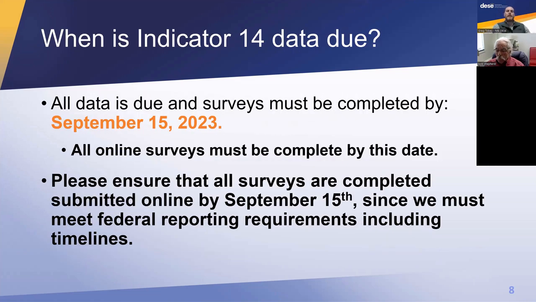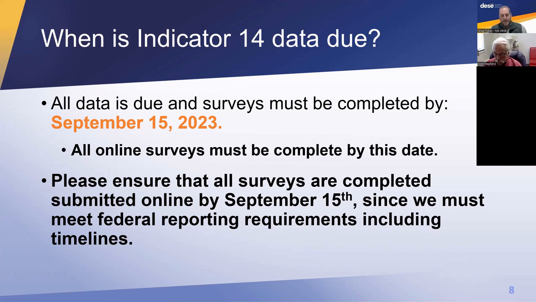So when is indicator 14 data due? This is very important and something that you will want to take note of: make sure that you have your surveys completed by September 15th, 2023. All online surveys must be completed by this date. If you collected survey data last year, you may note that this is a little bit earlier than last year. But to compensate for that, we will be opening the data collection period earlier as well. We will be opening the online survey on May 15th. So you will have from May 15th through September 15th to collect your indicator 14 data through the surveys.